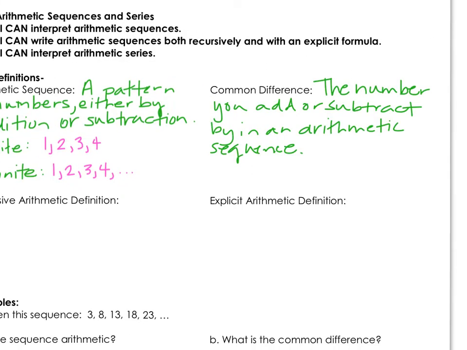To the right, the definition for common difference, that's the number you're actually adding or subtracting by in that arithmetic sequence. For example, the pattern 1, 2, 3, and 4, what are we adding by? We're adding 1 each time in that pattern. So the common difference is known with a capital D. That's the variable that stands for common difference. In this case, D would be positive 1.